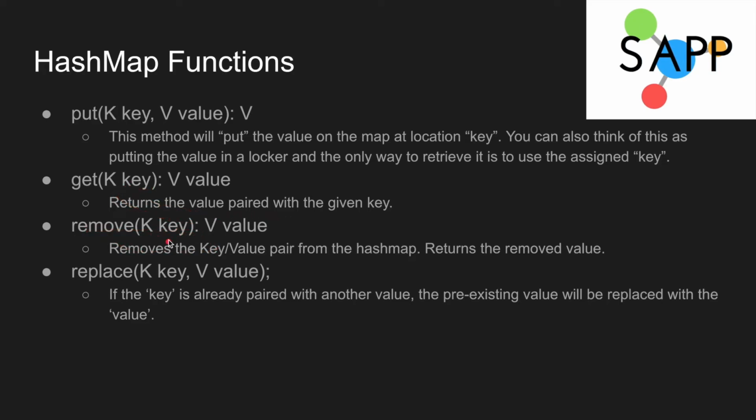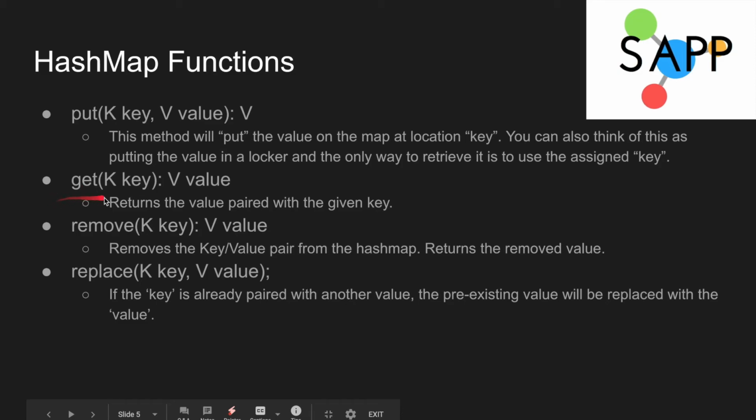Remove is pretty much the same. You feed in a key, and it'll remove the key value pair from the hash map. So, that's good. And replace, basically what you do is you specify a key and a value, and it'll check to see if key is paired with another value. And if so, it'll just kick that value out and replace it with this value, and then the other one will be returned, which I forgot to specify, but okay.